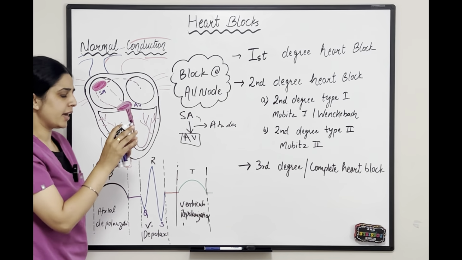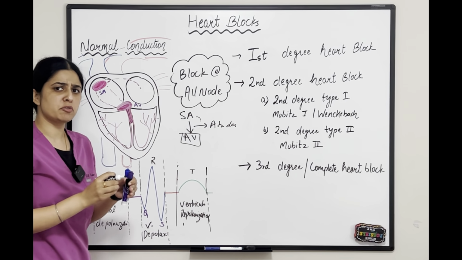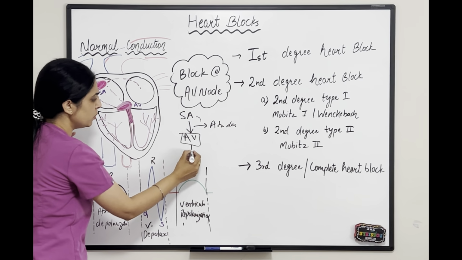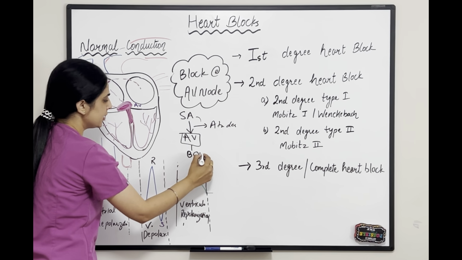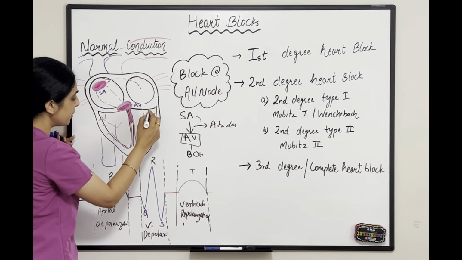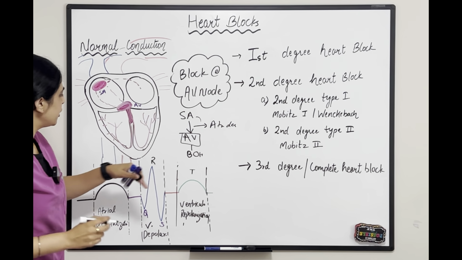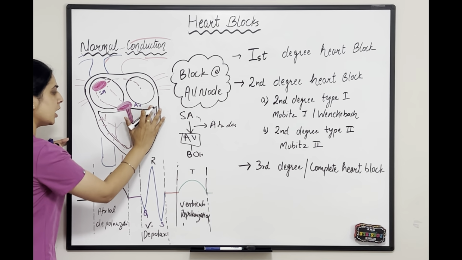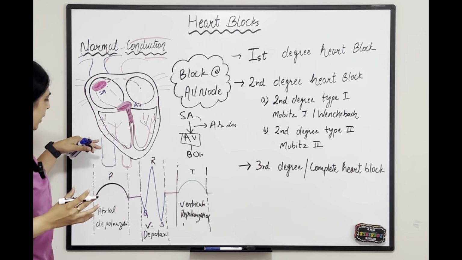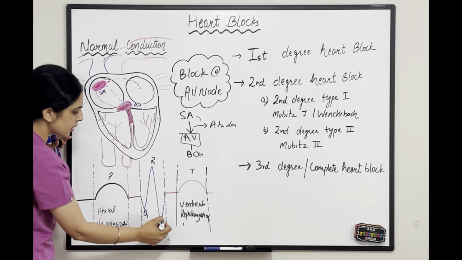The AV node is also considered the gatekeeper, because for a very little time it holds the impulses, and then it transmits the impulses to the bundle of His, the bundle branches, right bundle branch and left bundle branch, and then the Purkinje fibers. When impulses from the AV node move to the whole ventricle, it takes some time to depolarize the whole ventricles. When the ventricle depolarizes, then our QRS complex forms.